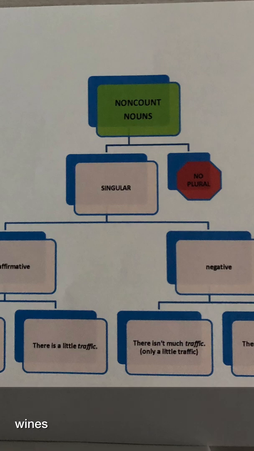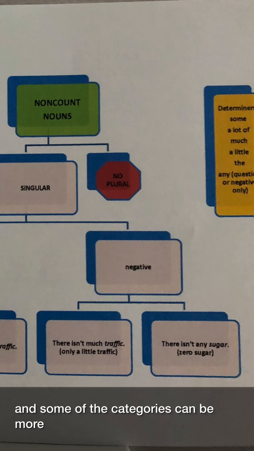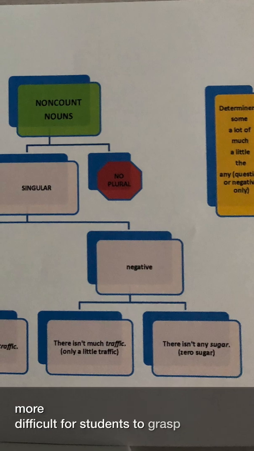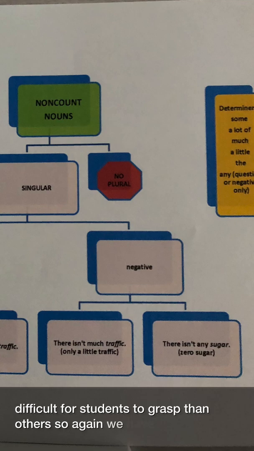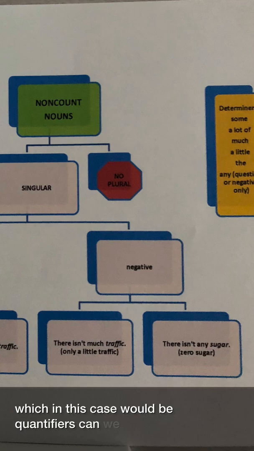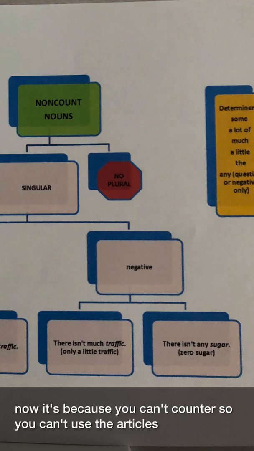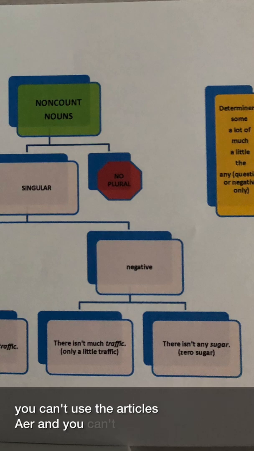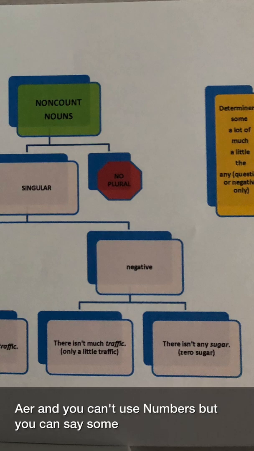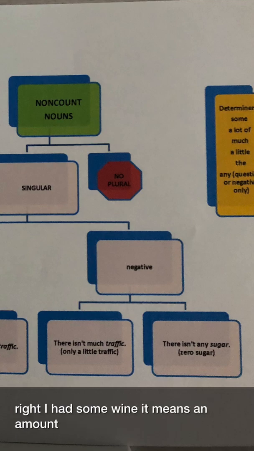Okay, so generally we break up non-count nouns into categories to try to teach them. And some of the categories can be more difficult for students to grasp than others. So again, we have which determiners, which in this case would be quantifiers, can we use with non-count nouns? Because you can't count them. So you can't use the articles a or an. You can't use numbers, but you can say some, right? I had some wine. It means an amount of.